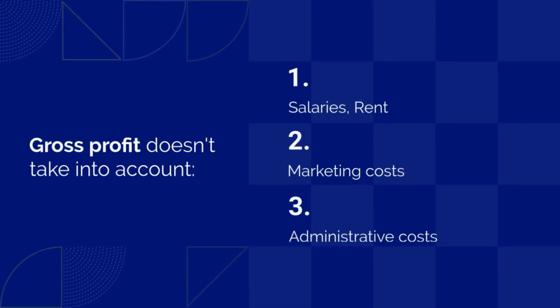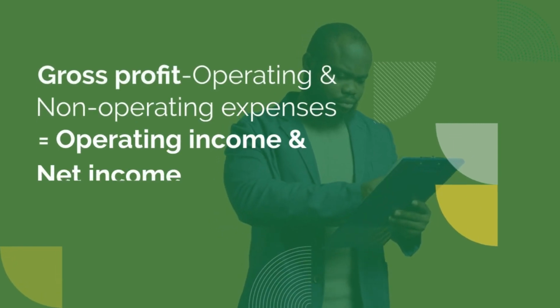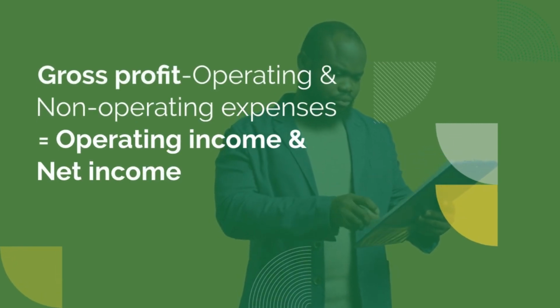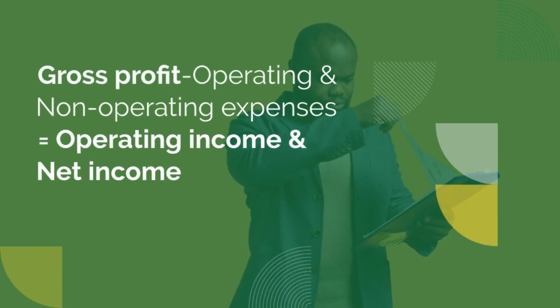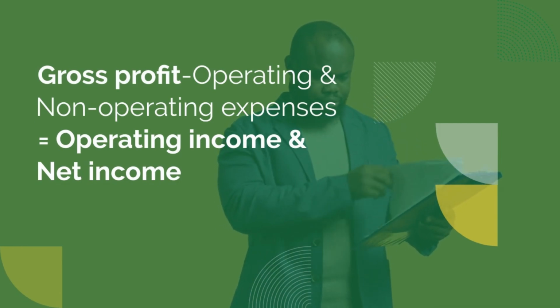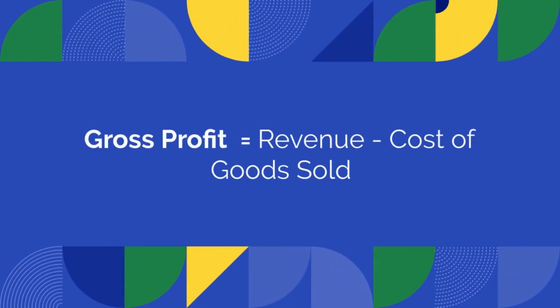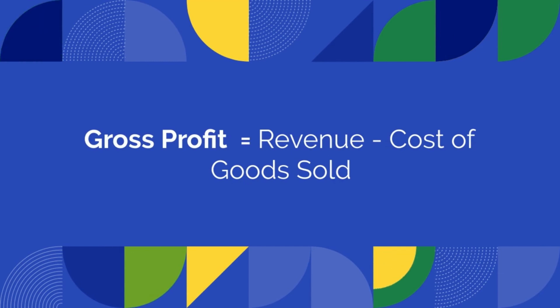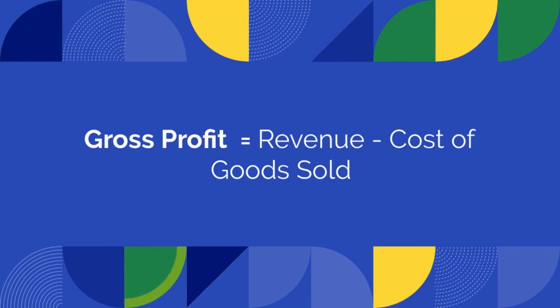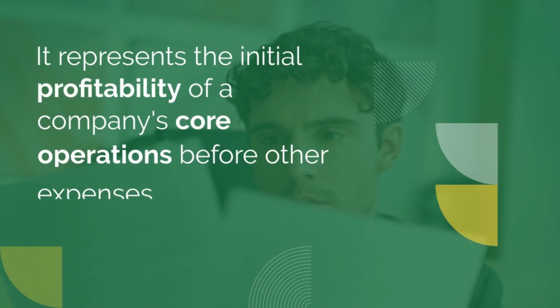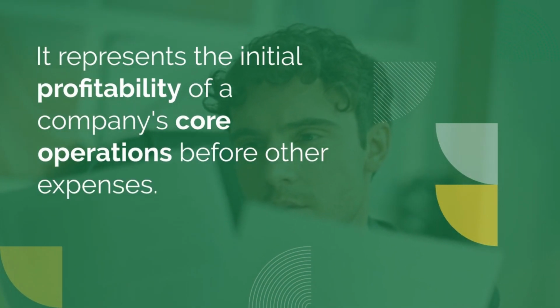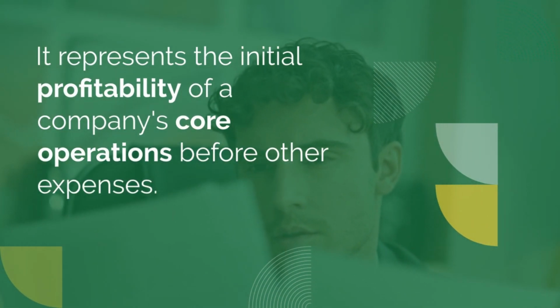However, gross profit doesn't take into account other important expenses like salaries, rent, marketing, and administrative costs. These are considered operating expenses and are deducted later to arrive at other profit figures like operating income and net income. So, to summarize, gross profit is calculated by subtracting the cost of goods sold from revenue. It represents the initial profitability of a company's core operations before other expenses.